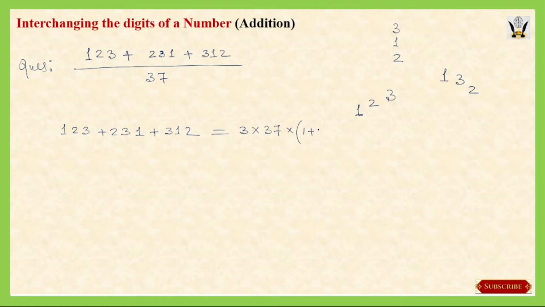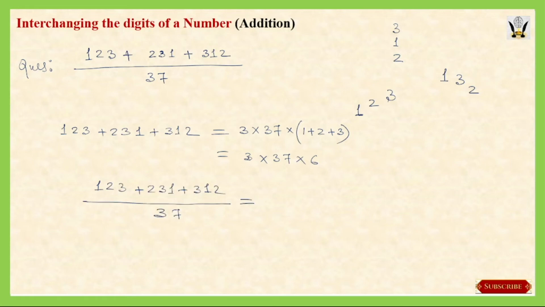So here it is 1, 2 and 3, so 1 plus 2 plus 3. That means finally it will be 3 multiplied by 37, and then it will be 3 plus 2 is 5 plus 1 is 6. That means now further if we divide the result of addition by 37, then the answer will be the rest two factors, that means 3 multiplied by 6. So it will be 3 sixes are 18.